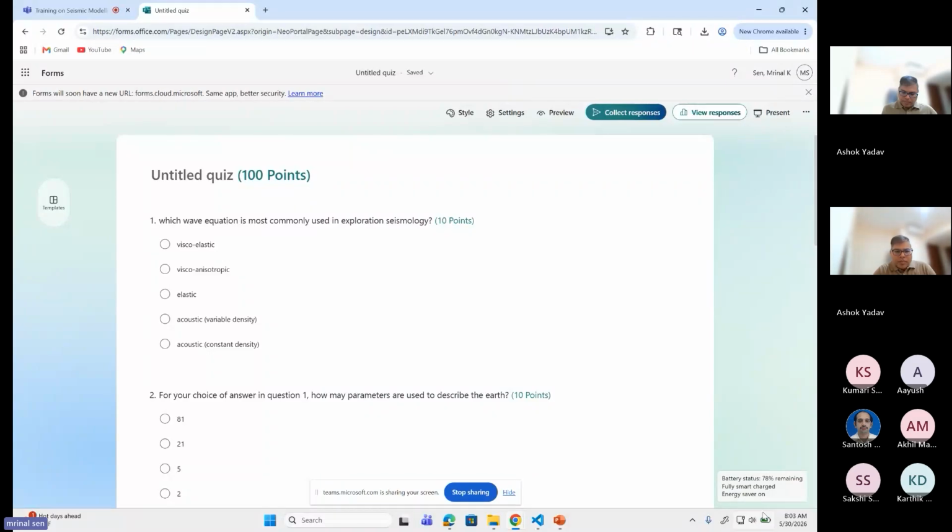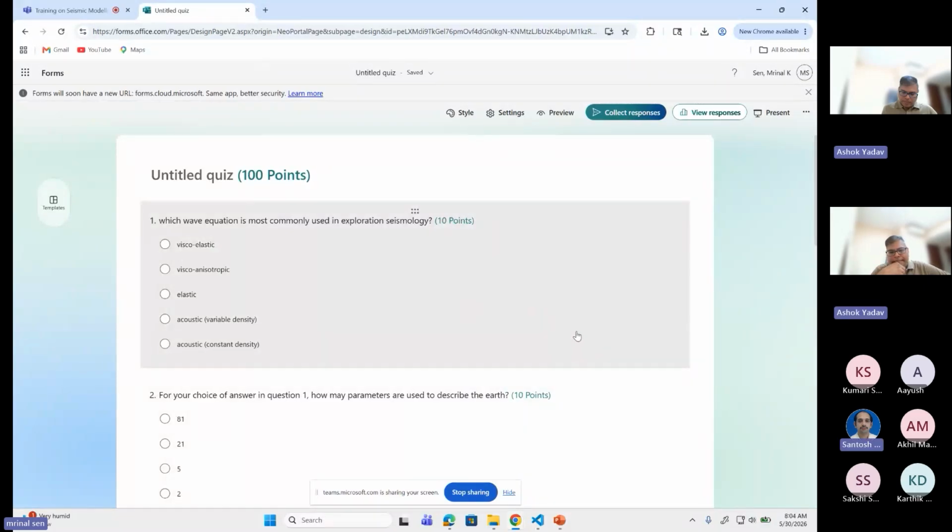Okay, so the first question is, which wave equation is most commonly used in exploration seismology? So we have viscoelastic, viscoanisotropic, elastic, acoustic, and acoustic constant density. So anybody wants to say which one? Any volunteer? Will it be, sir, acoustic variable density for exploration seismology? It's actually the most commonly used wave equation is constant density acoustic, only one parameter. Okay.